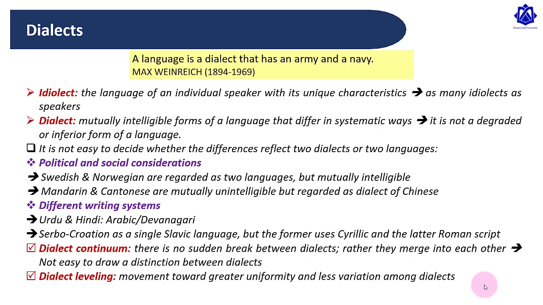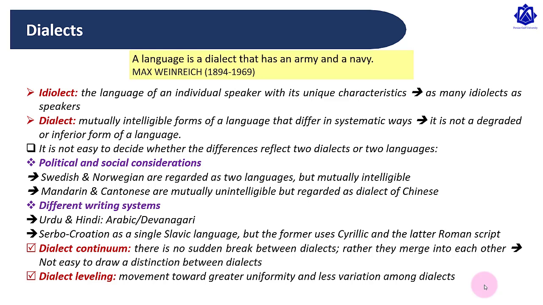One thing about dialects is that it's really not easy to say where one dialect ends and the other dialect starts. If you go from one village to another village, well, they are mutually intelligible for those people who are in close contact with each other.